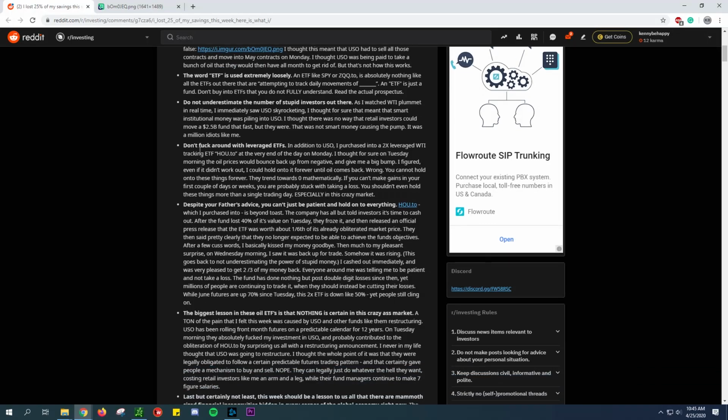And they also said, this actually goes pretty deep on a lot of other things: don't mess with leveraged ETFs. In addition to USO, I purchased into a 2x WTI tracking ETF. I'm not a fan of leveraged ETFs. I know people on Wallstreetbets and things like that have made a lot of money on them, but that's very few and far between. Basically, if oil moved a dollar and it moved 3%, a leveraged ETF uses financial complexities to leverage that move to 2 times or 3 times. So instead of making 3%, you made 6% or 9%.